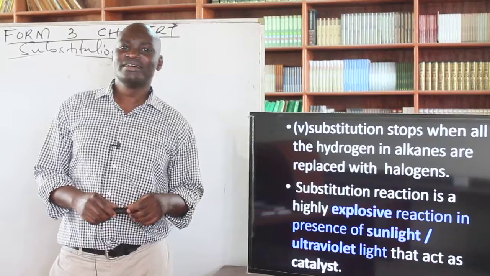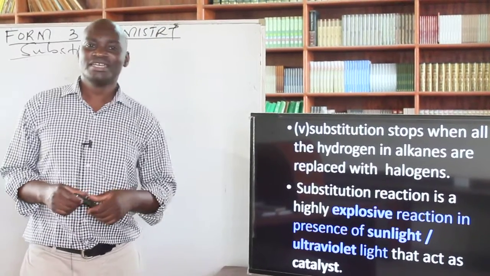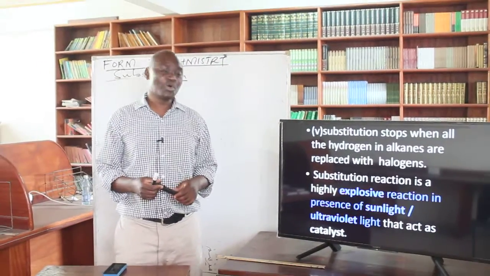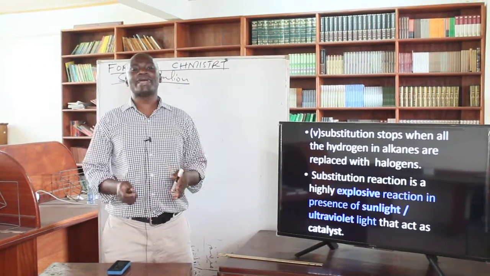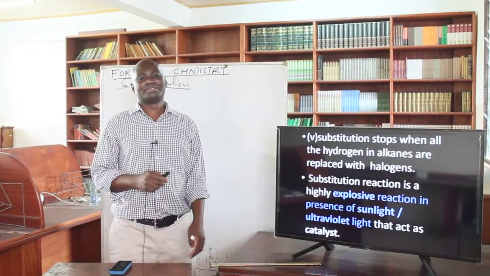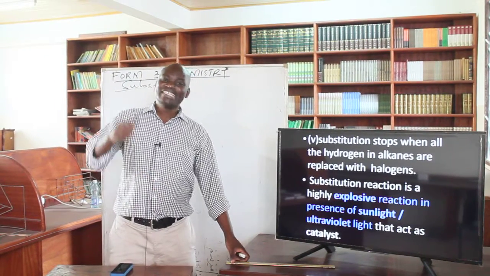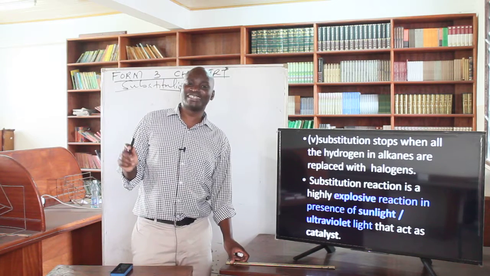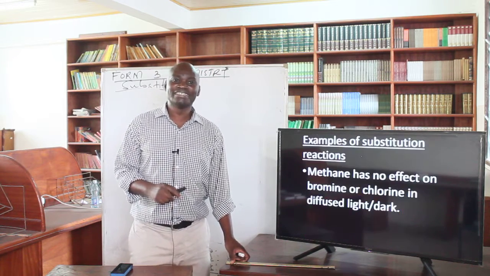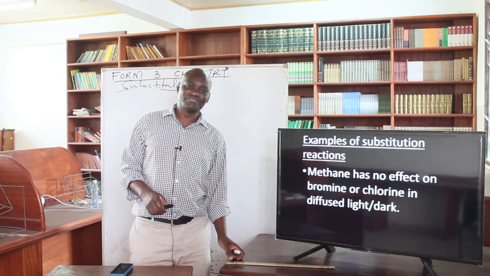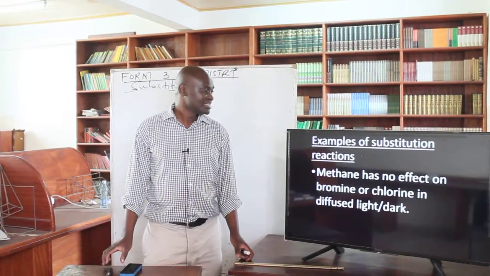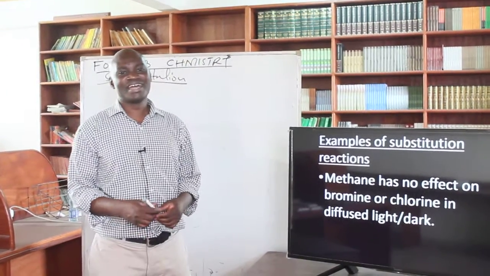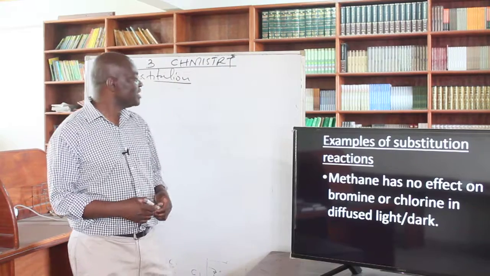So the substitution reaction is highly explosive. Normally it occurs very fast in the presence of sunlight or UV light. So the catalyst here is UV light. That is one condition which must be present. This reaction cannot occur in the dark. In the dark, no substitution reaction of alkanes. But in the presence of sunlight, it will take place explosively. Our first example is going to be the reaction of methane with chlorine and bromine.